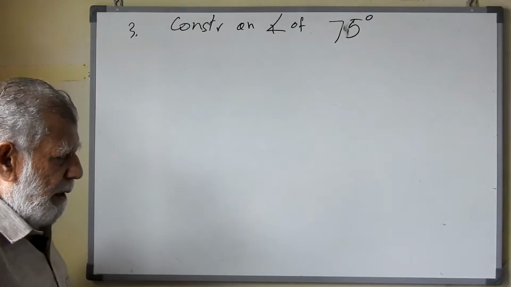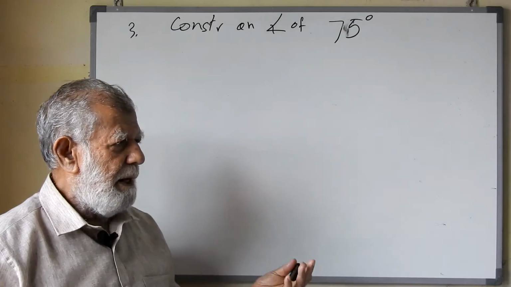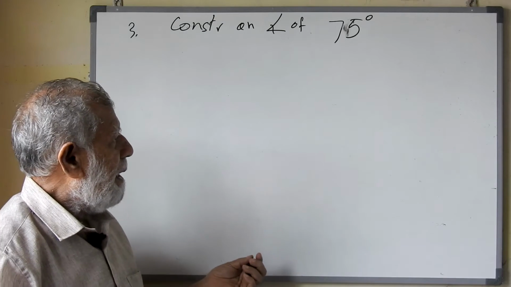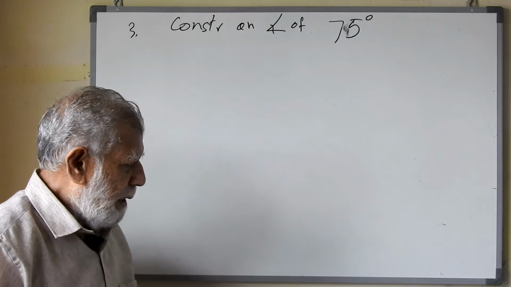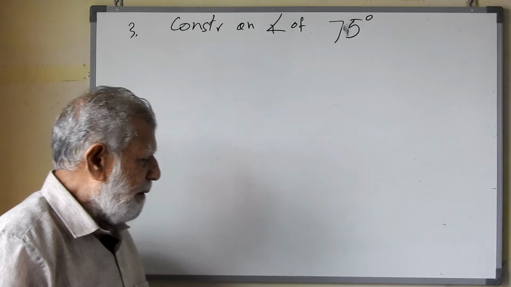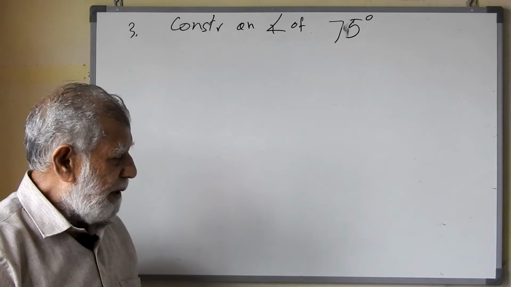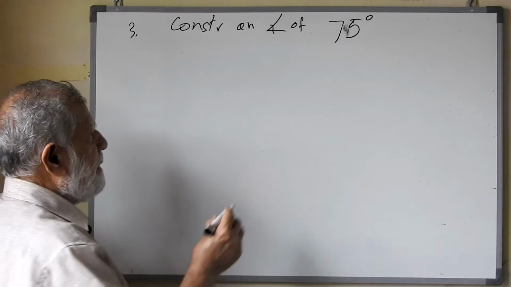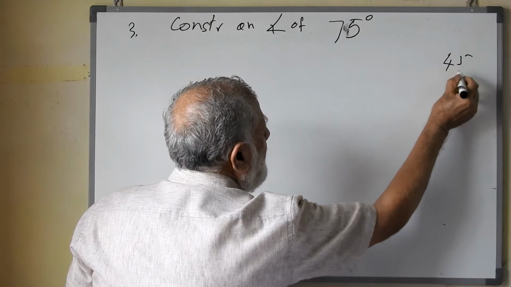75 degrees. Now we studied sort of angle. You have studied 30 degrees, 45 degrees, 120 degrees, then 15 degrees, 60 degrees, like that. So now we are going to construct an angle of 75 degrees. Now we can't just keep the protractor and draw 75, we have to construct. How to construct? Now 75 degrees will be 45 and 30.